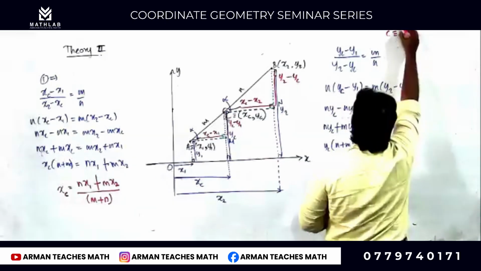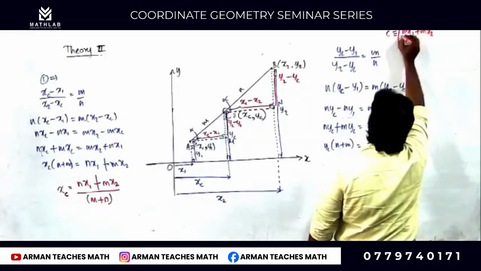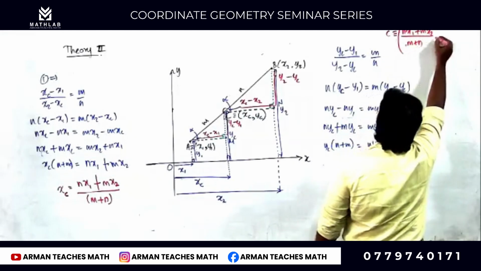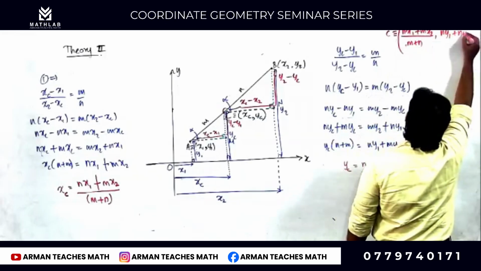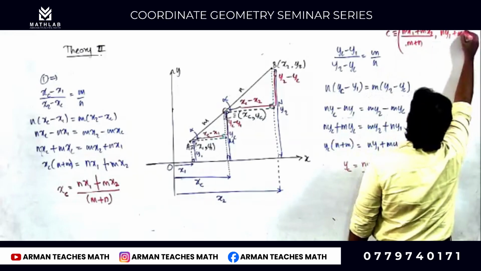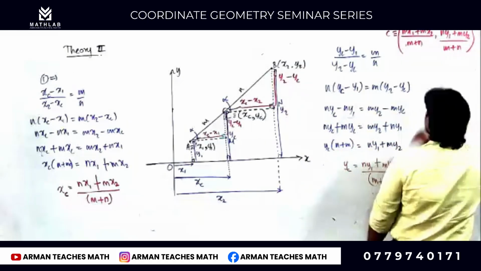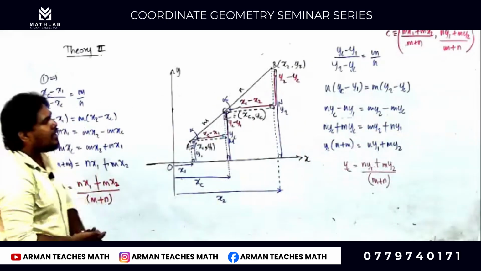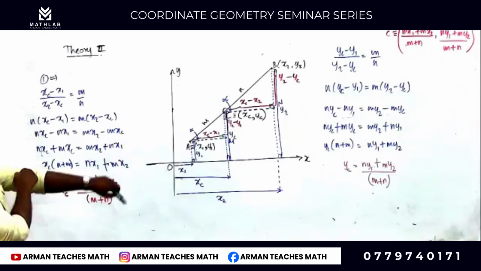What was the x coordinate? (n x1 plus m x2) divided by (n plus m), or m plus n, comma, (n y1 plus m y2) divided by m plus n. So now listen, there's a small pattern here. I'm going to write that and show you that pattern now.